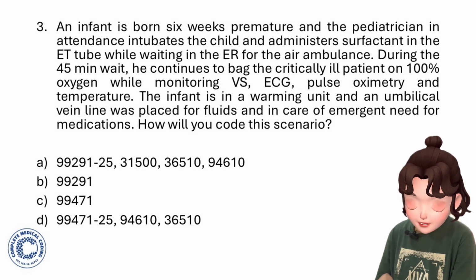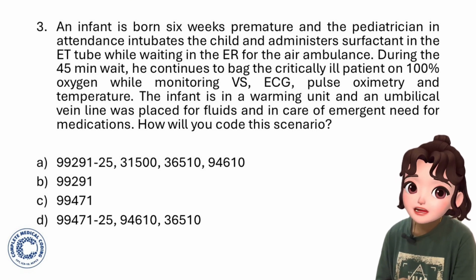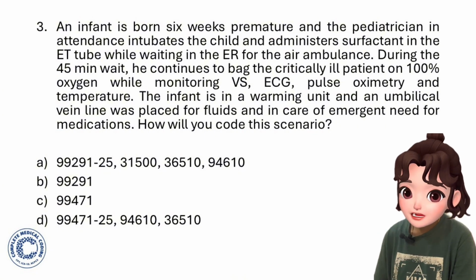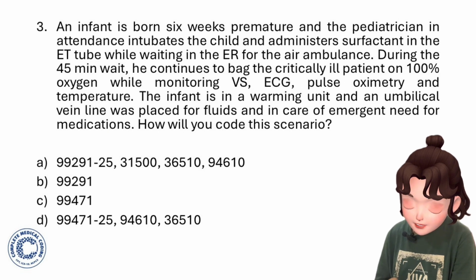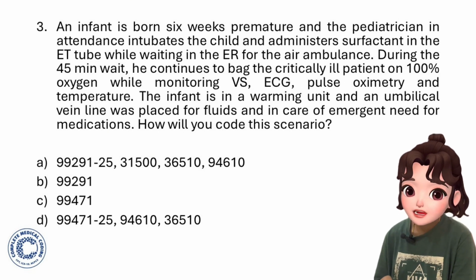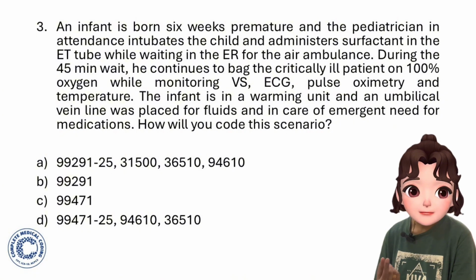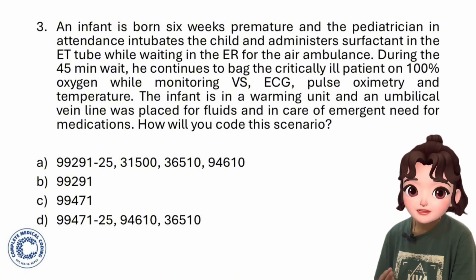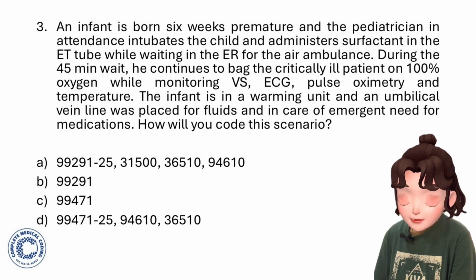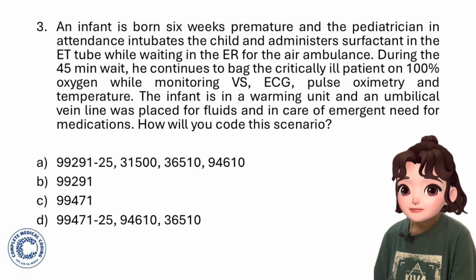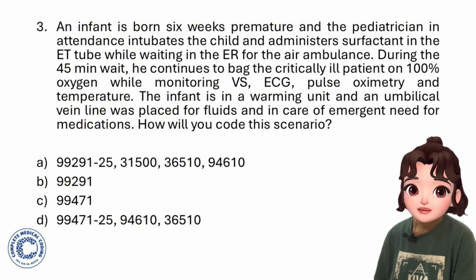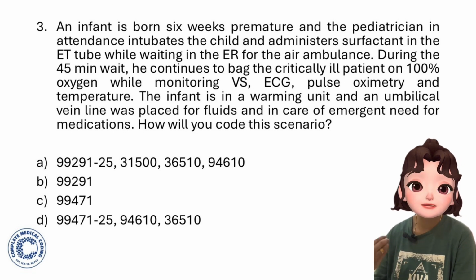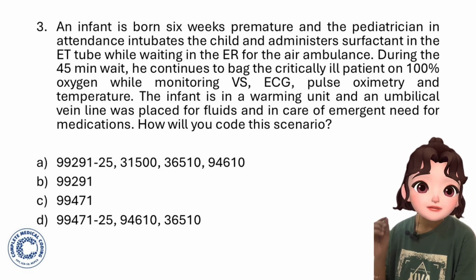First one, 99291. As I already mentioned in the previous question, 99291 is for a critically ill patient. Yes, this is a critically ill patient. Critical care evaluation and management of a critically ill or injured patient, first 30 to 74 minutes. Since here it is mentioned 45 minutes, this code fits, because this range is up to 74 minutes. Now, it is submitted with modifier 25. Modifier 25 is not a modifier for multiple procedures, but for a separately identifiable E&M service, because many procedures were carried out here on the same date of service by the same physician.